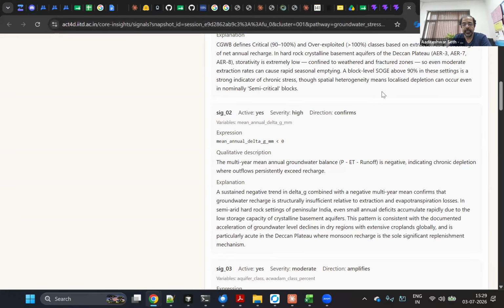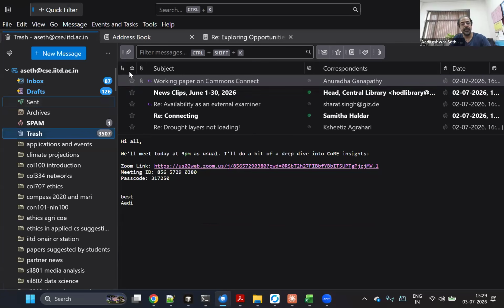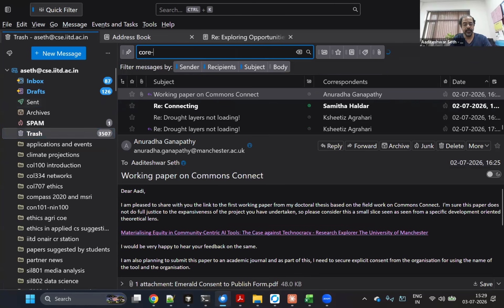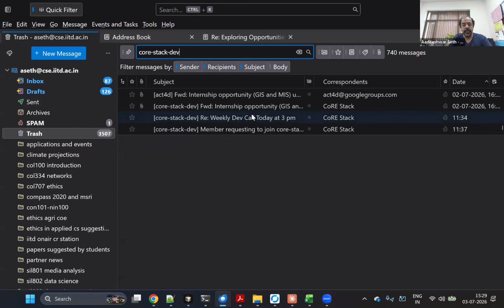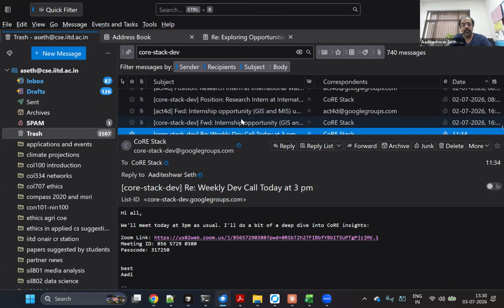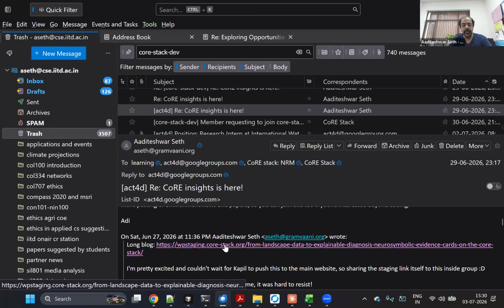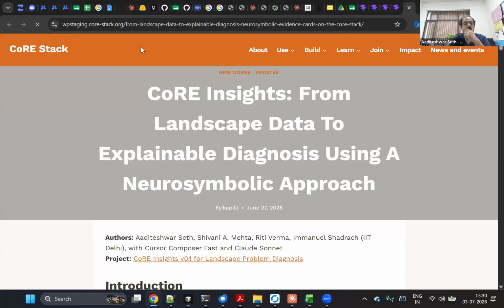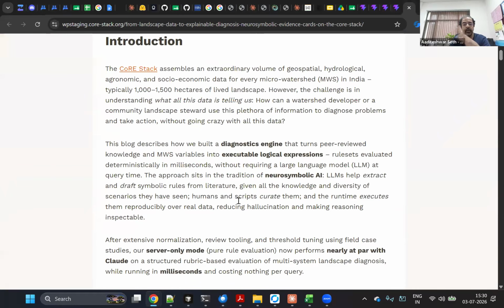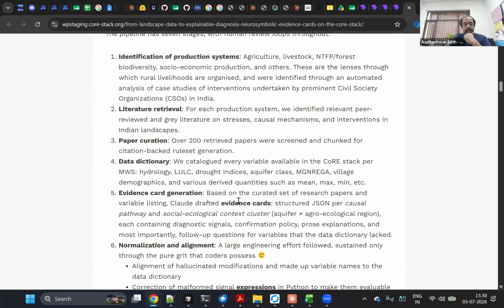There's also a blog that I would have shared, which has all these details. So this particular email has a link to the blog as well. This blog describes how we went about doing all of this. So you can take a deeper look, but basically this is what we did.